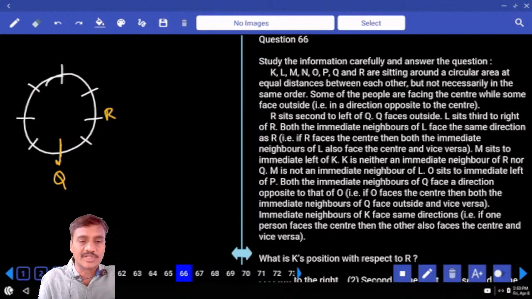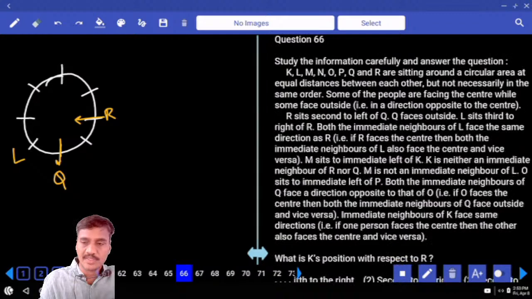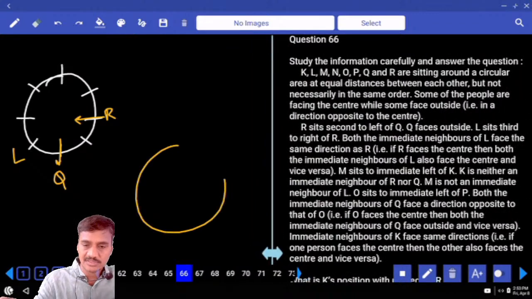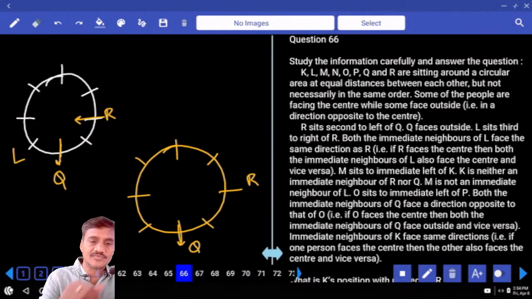L sits south to the right of R. How many possibilities? 2 possibilities. In the first case, L is south to the right of R and is facing towards the center. In the second case, again 8 persons: Q is away from the center, and next, R is here, and L sits south to the right of R.